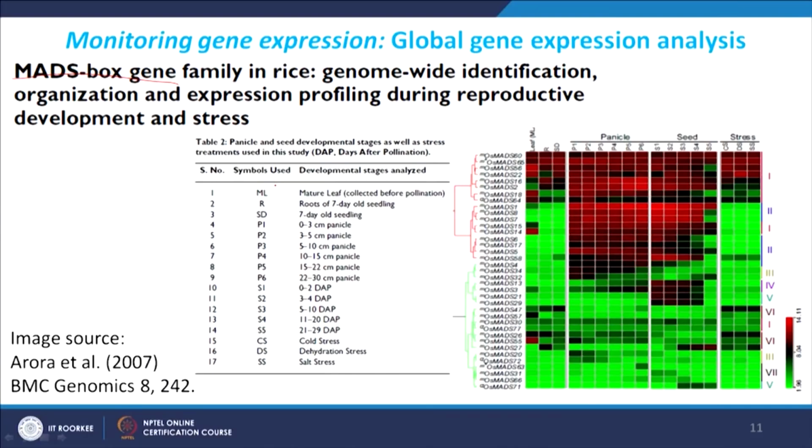And here they have taken a large number of tissues: mature leaf, roots, 7-day-old seedling, and then panicle, where different sizes of panicle or inflorescence signify different developmental stages. And then they have checked the expression pattern through microarray analysis, and they could identify a lot of genes. So if you look, green is less expression, red is high expression, and you can look at a particular gene across the different organs, you can see how the expression patterns are changing from one developmental stage to another developmental stage, or one tissue to another tissue.